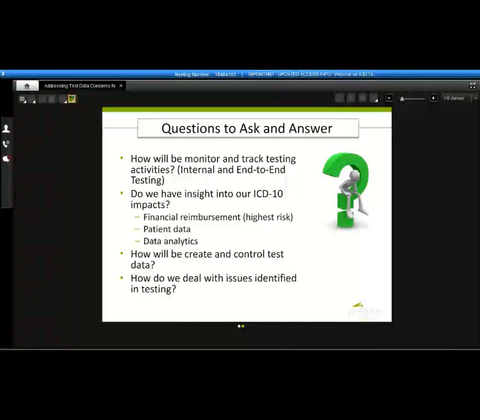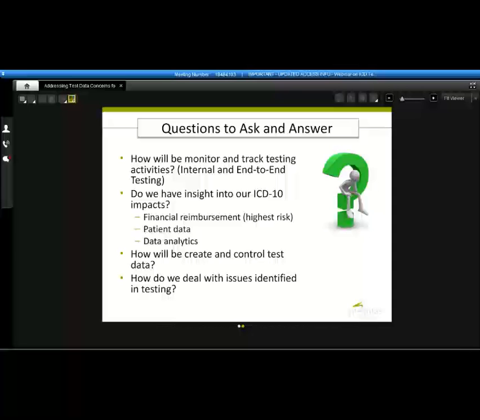Obviously, if you haven't done your assessments, that's an important piece of work that needs to be done to help understand where the focus should be, because, again, ICD-10 spans across a lot of different areas within the industry, and because it touches so many different things, it's important to make sure we focus on the right areas.